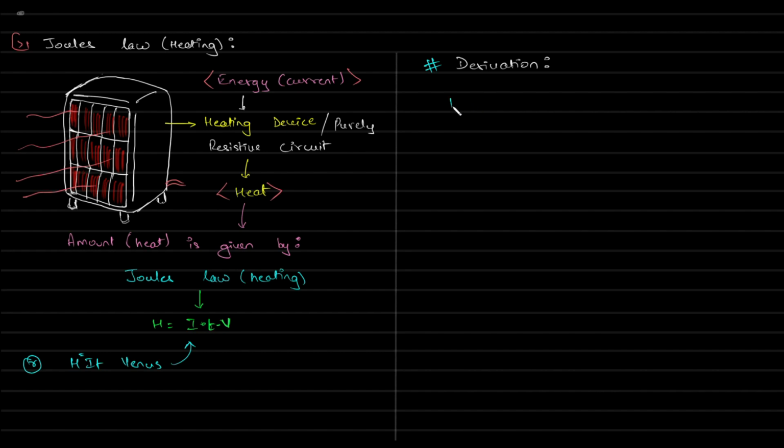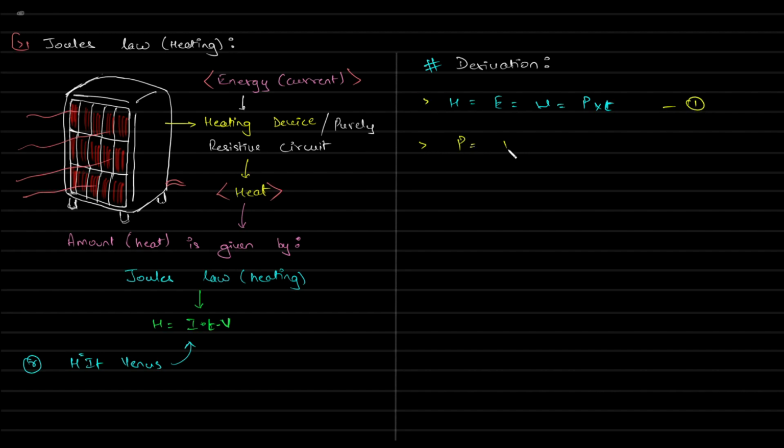So, see, heat is a form of energy, and we can equate it to work also. So, we know that work is given by power into time. Right? Power is the rate of doing work. So, work is equal to power into time. This is your expression 1.